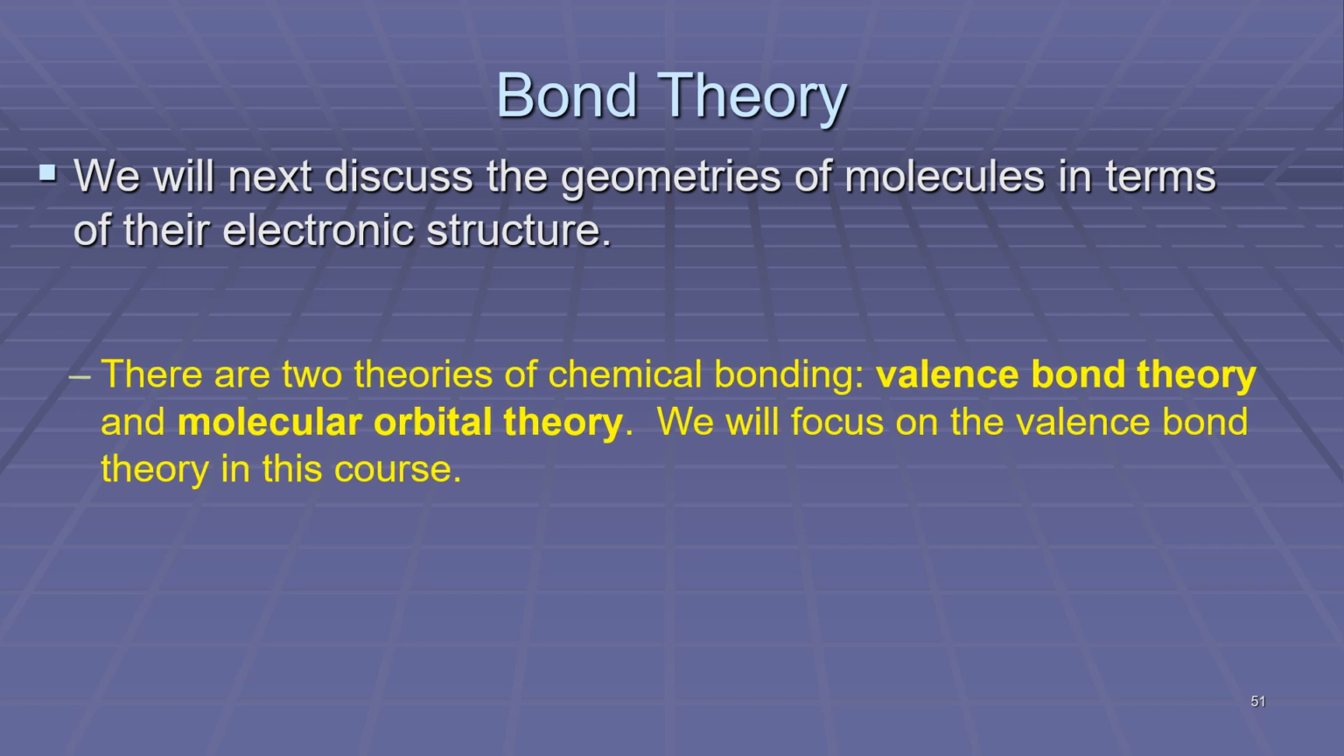There's two theories of chemical bonding, valence bond theory and molecular orbital theory. In this class, we're really only going to focus on valence bond theory. Molecular orbital theory is actually probably a little bit more correct, but it's a little bit more complicated. If you go on and take more chemistry, you'll probably learn molecular orbital theory, but we'll stick with valence bond theory for this class.